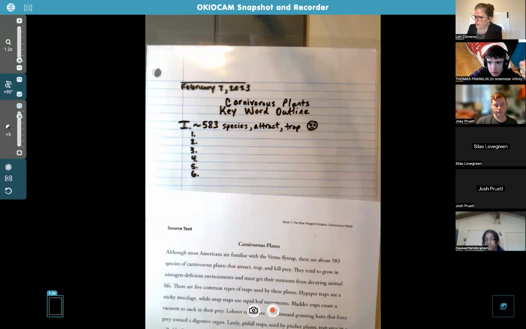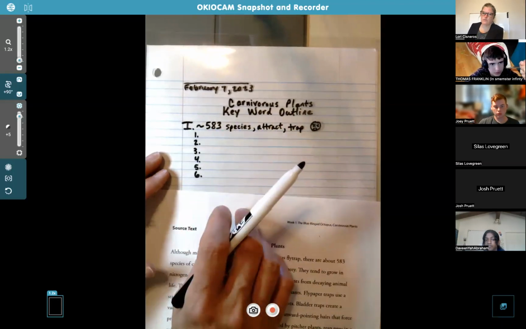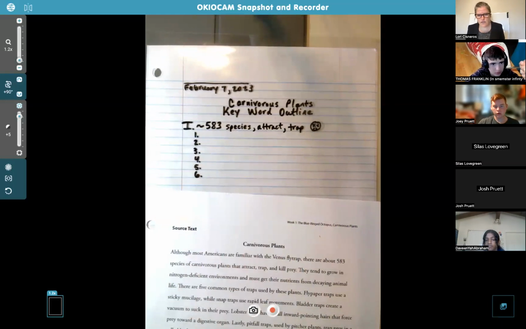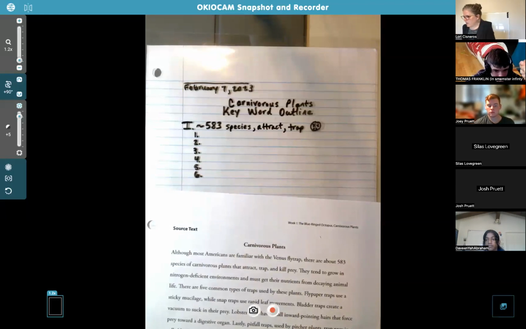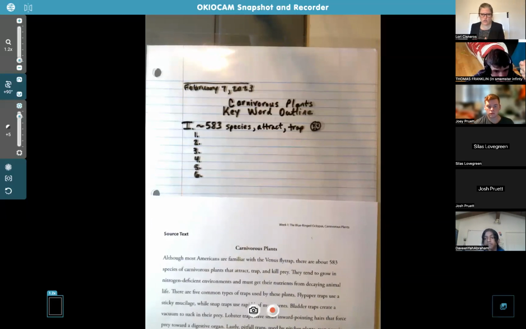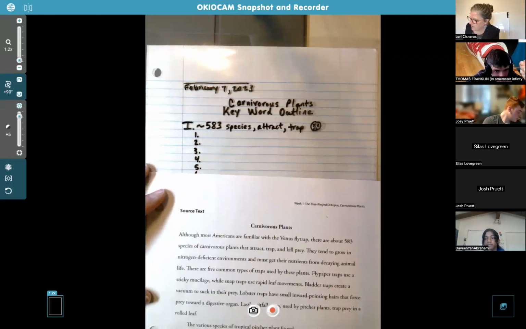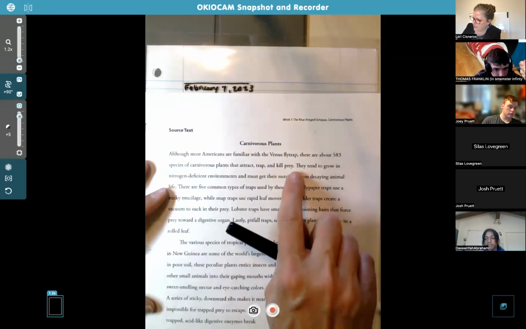Notice I did not put carnivorous plants on my Roman numeral 1. That is because I know it's in the title, so I don't need to repeat that. And we want to be really particular about what words we use in our outline, because we got to get the most bang for our buck, right? So we want to make sure we pick the best words we can to help us remember what that sentence was about. I'm going to do the next one, and then we're going to take turns deciding together what would go next. Look at sentence number 2, which is the next sentence here.